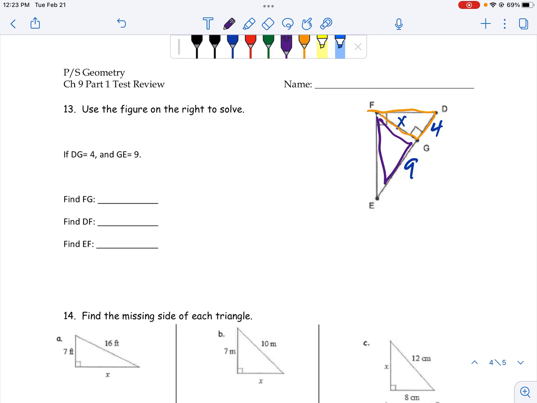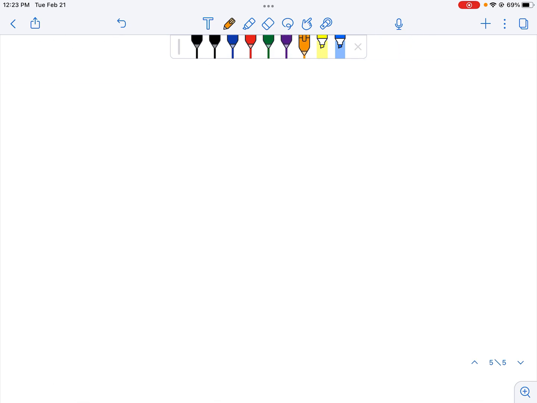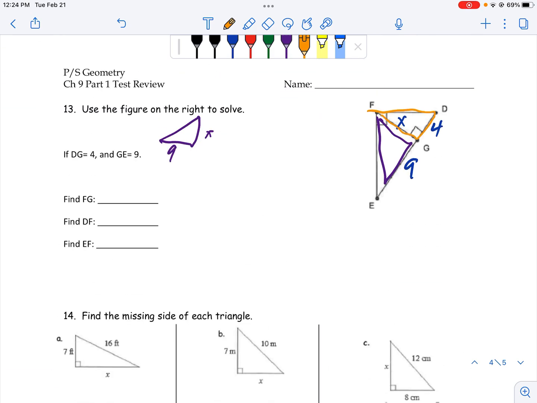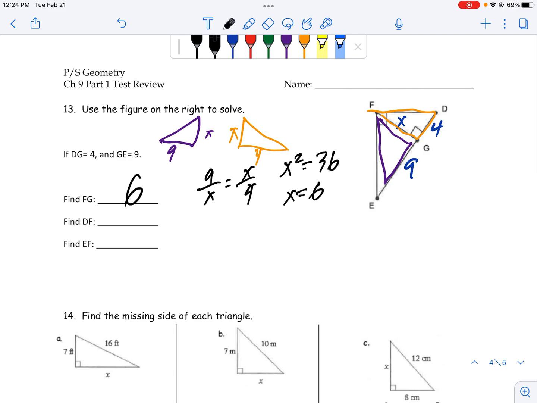If I redraw those two, I've got the 9 and the X, and then I've got X and 4. What repeats? X does. So it's 9 over X equals X over 4, which means X squared equals 36. So FG is 6. I could have done X over 9 equals 4 over X. I think that's what it looks like in the key, and that's totally fine as well.